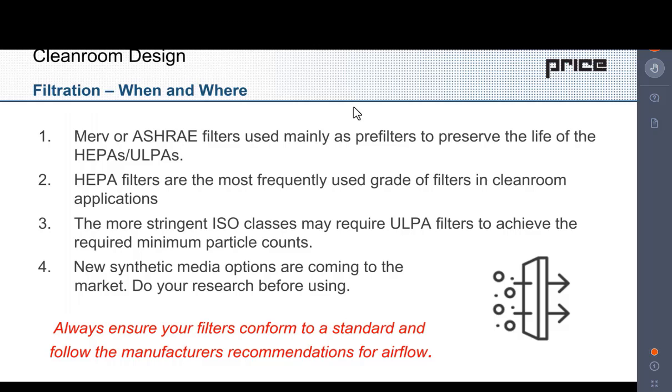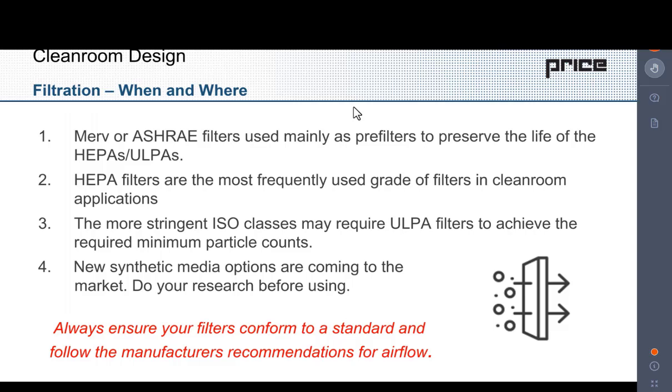By far, the largest one that we see used mostly is HEPA filters. They're all over the place in any clean room applications. And the only time we really see ULPA is in the most stringent ISO classes. So if you're in a large microelectronics manufacturing, ISO classes 6 through 8, you're probably going to see HEPA filters. And then once you get down into your low ISO classes, ISOs 1 through 3, maybe even 4, you'll start to see ULPA filters being used.